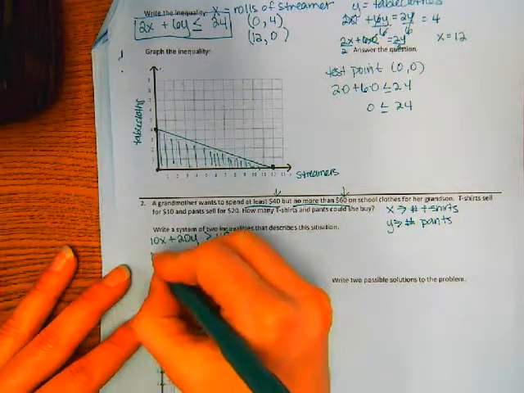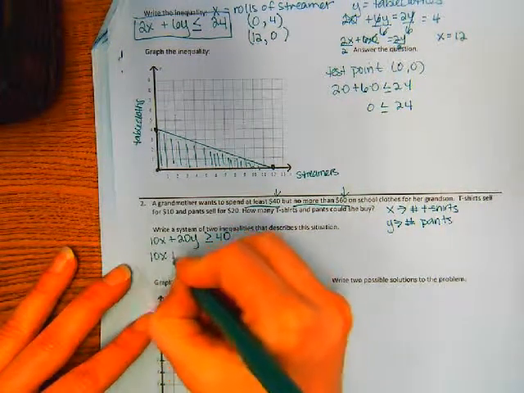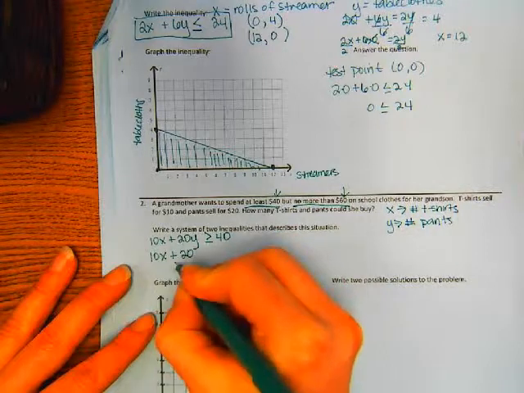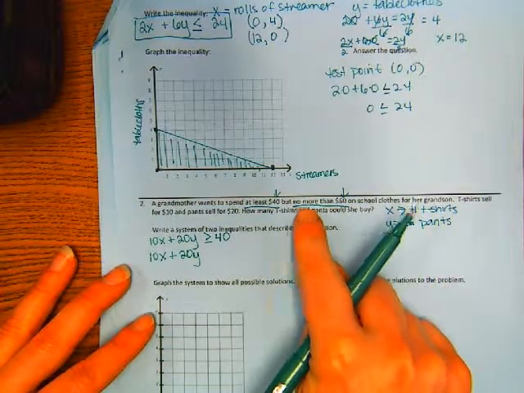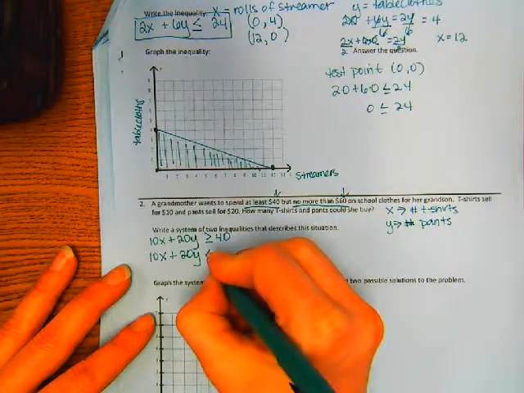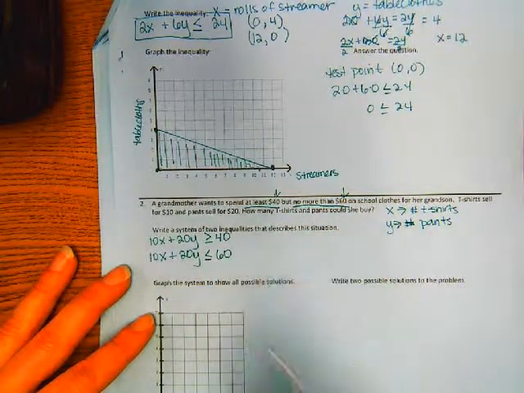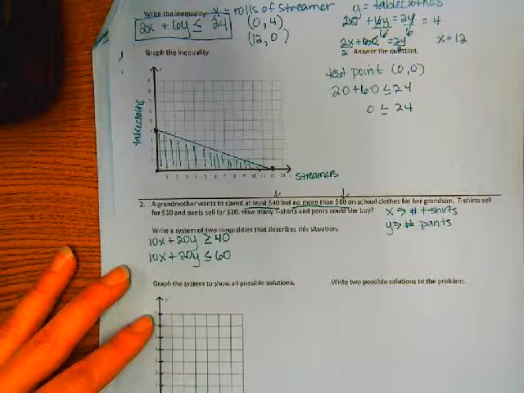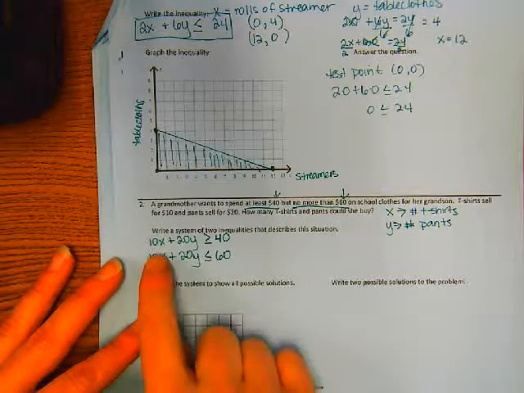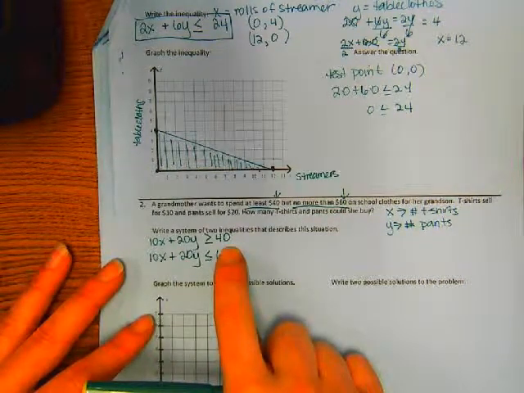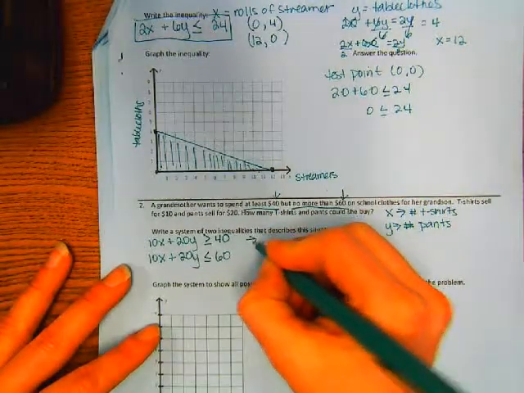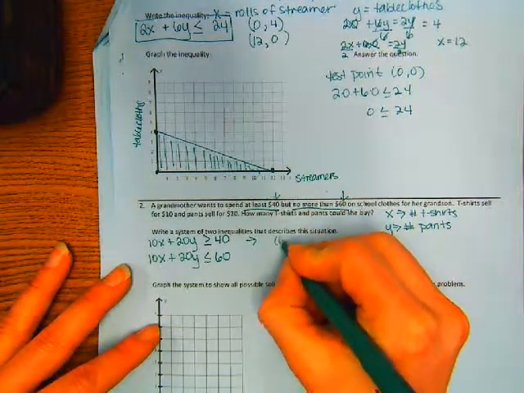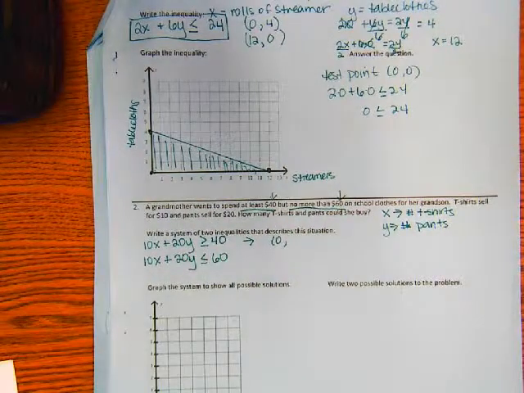For my second inequality, I am going to use the same thing. The pants and shirts still cost the same amount, 10 for t-shirts, 20 for pants, but this time no more than 60, so 60 or below. Okay, so now we're going to be graphing two lines. Let's go ahead and find the X and Y intercepts.